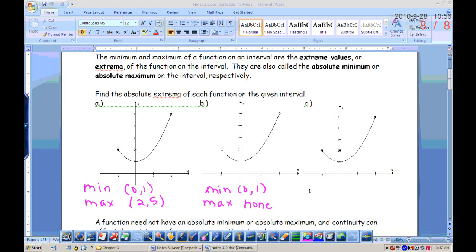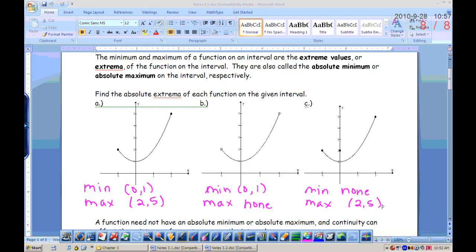All right, C, how about the absolute minimum? On C, there is no absolute minimum because that y value, there's a hole at that point right there. So we're getting closer and closer and closer to y equals 1, but never actually touching y equals 1. All right, is there a maximum? Yes. And it's at 2, 5.